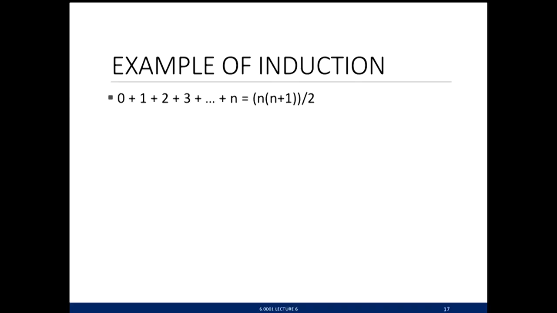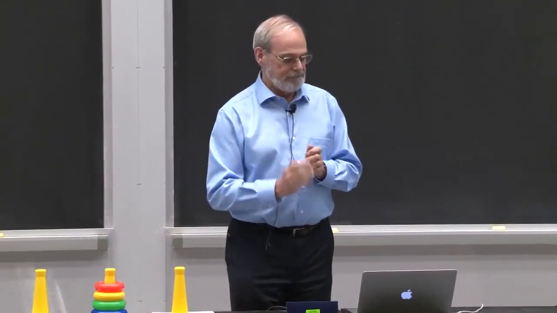If I add the integers from 0 up to n, or even from 1 up to n, I claim that's the same as n times n plus 1 over 2. So 1, 2, 3, that's 6, right? And that's exactly right. 3 times 4, divided by 2, gives me 6. How would I prove this?